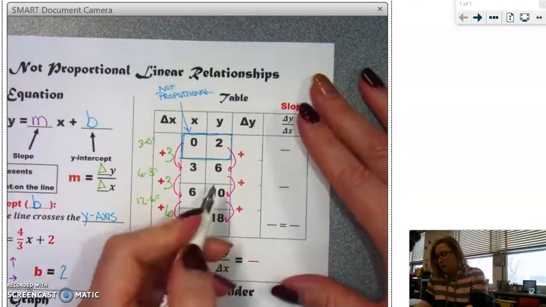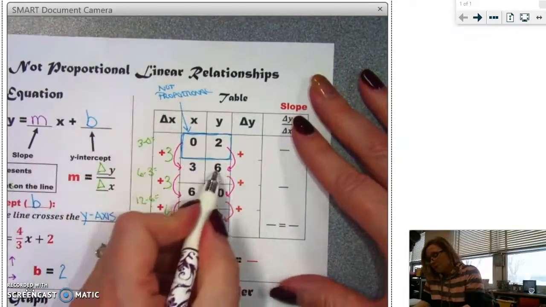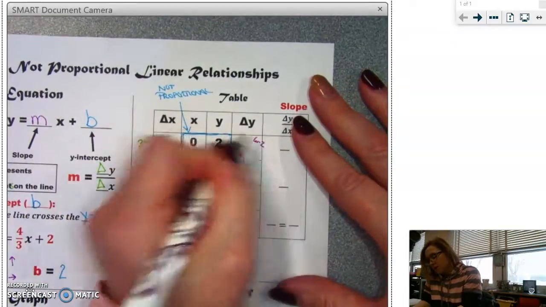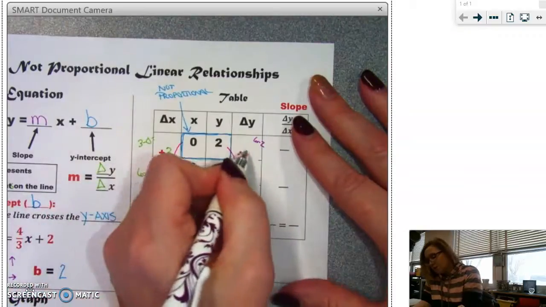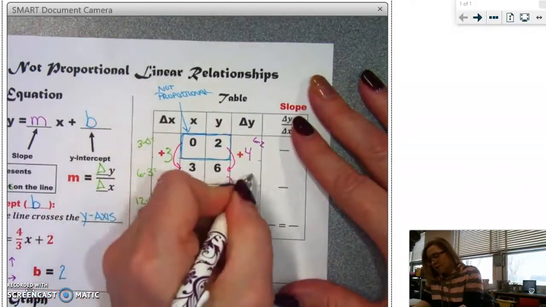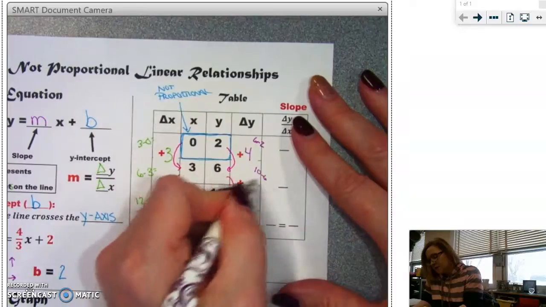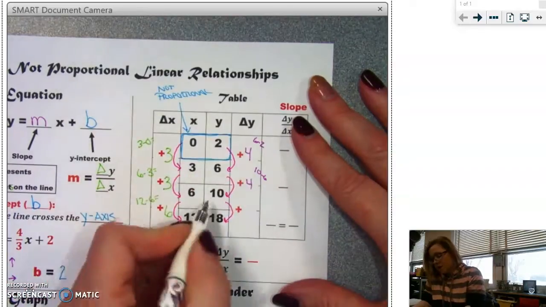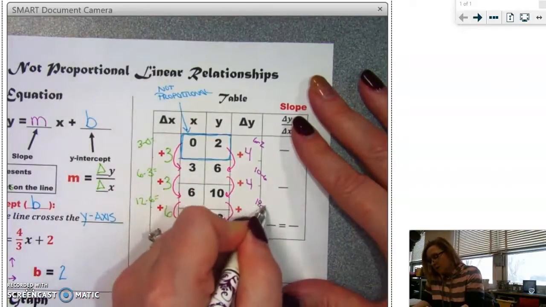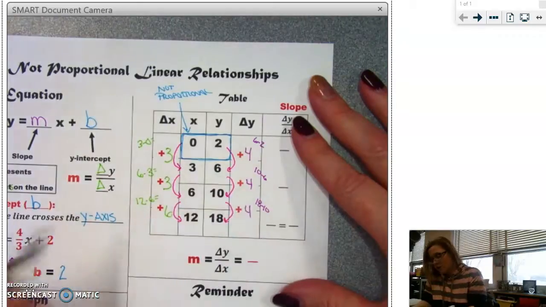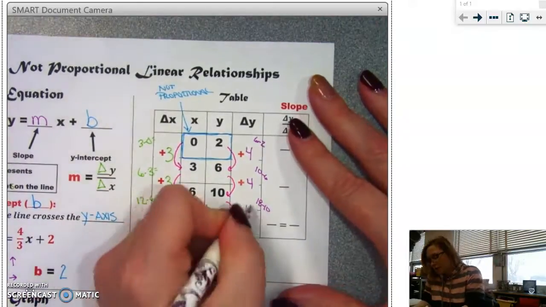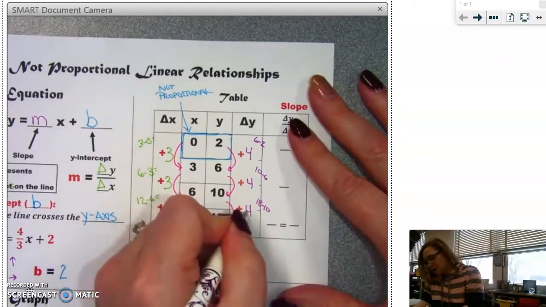Okay, let's go ahead to this other side. So we would do in this one 6 minus 2. So that would be 4. And then we do 10 minus 6, which would be 4. And then we would do 18 minus 10, which is also 4. Oops, 8. Sorry. 18 minus 8.